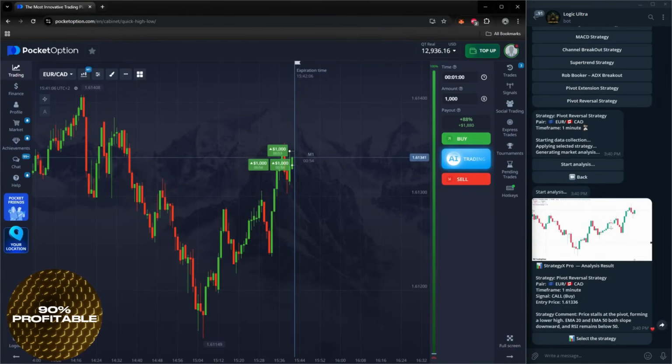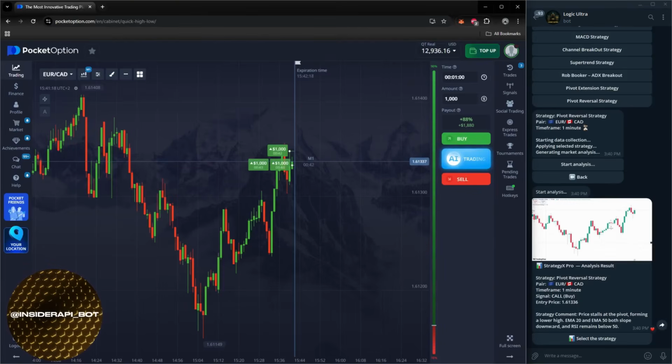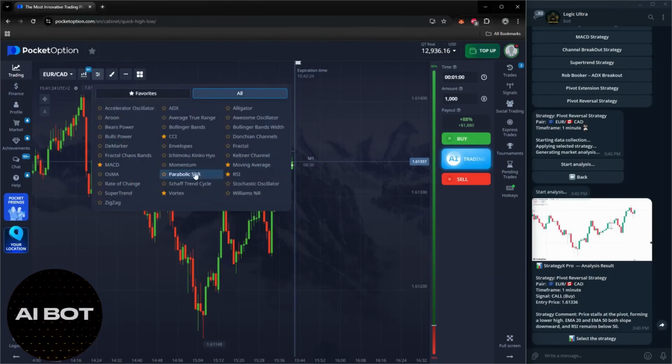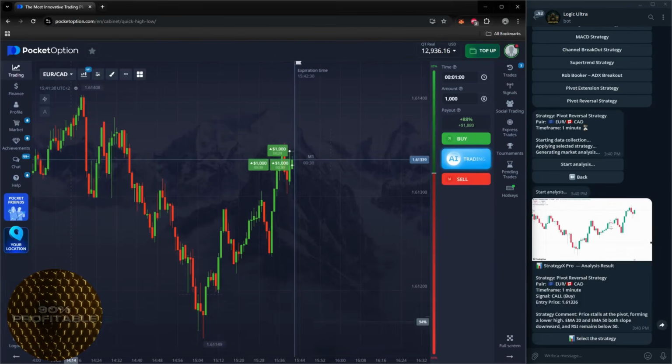And also make sure to read into the strategy and understand why this trade was chosen, why this analysis was provided for you. Right here we see price stalls at the pivot forming a lower high. EMA 20, EMA 50 both slope downwards, and RSI remains below 50. So let's add RSI here. It was below 50 right here. It is climbing now, so this is not exactly accurate.